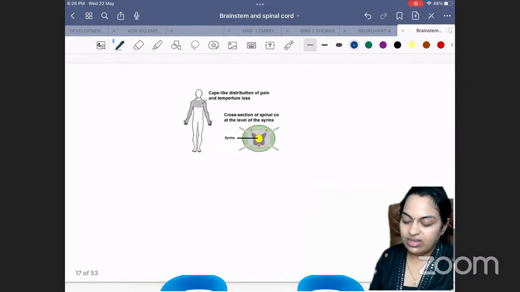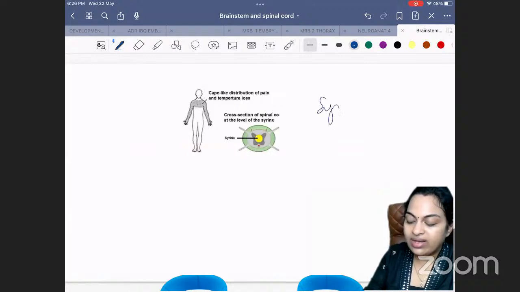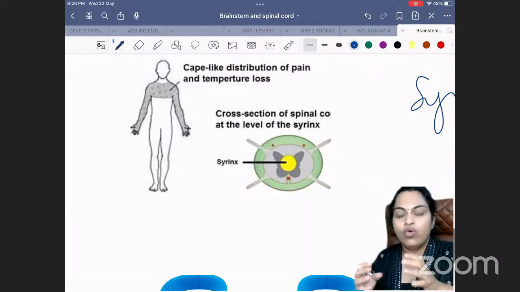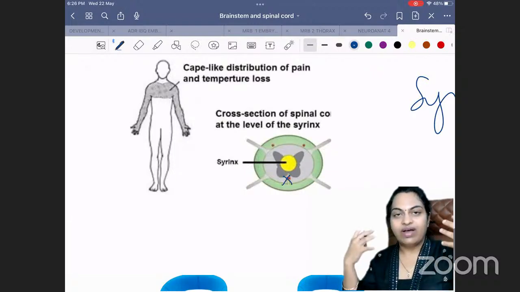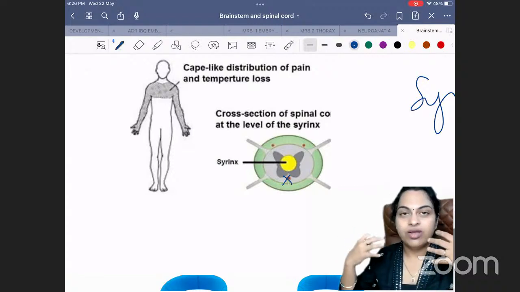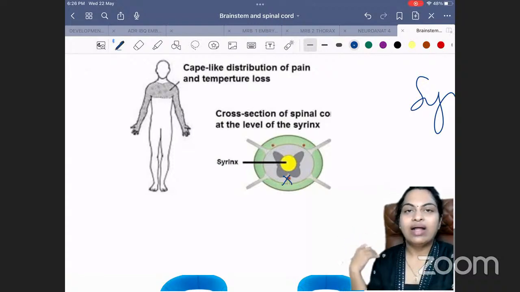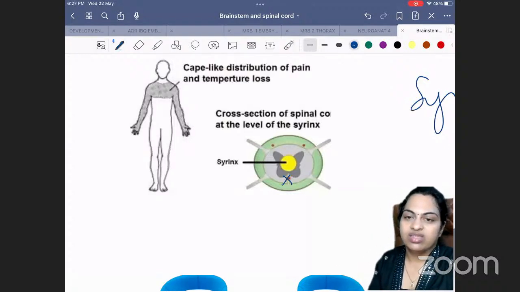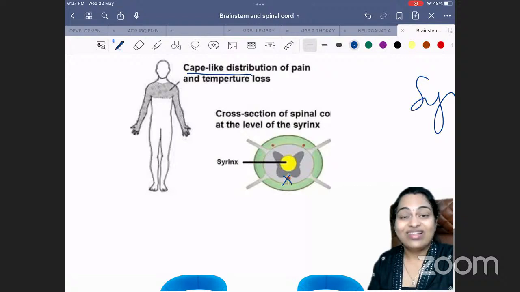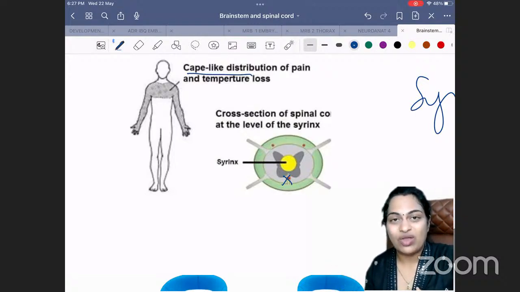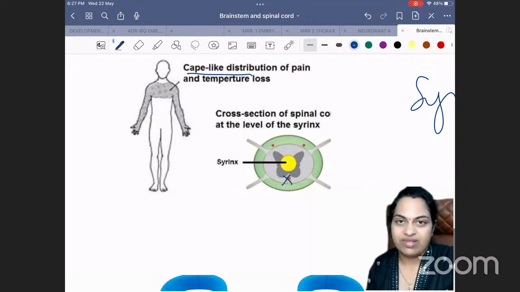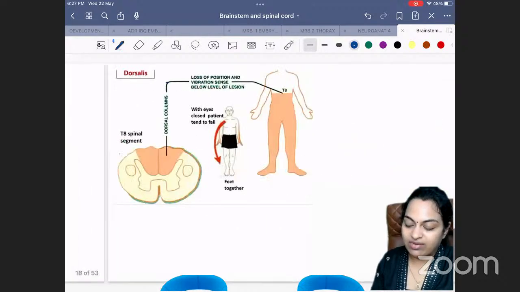So this is what I told you, syringomyelia. You can see that the yellow color is the lesion, a cavity developing. Most of the time, the fibers of the upper part of the body are involved. So there will be bilateral loss of pain and temperature, or pressure and touch, over the upper limb and upper trunk region, which gives a cape-like distribution. Whereas the other sensations carried by the posterior column, discriminative touch, vibration, proprioception, will all be present. Only the spinothalamic tract will be affected.